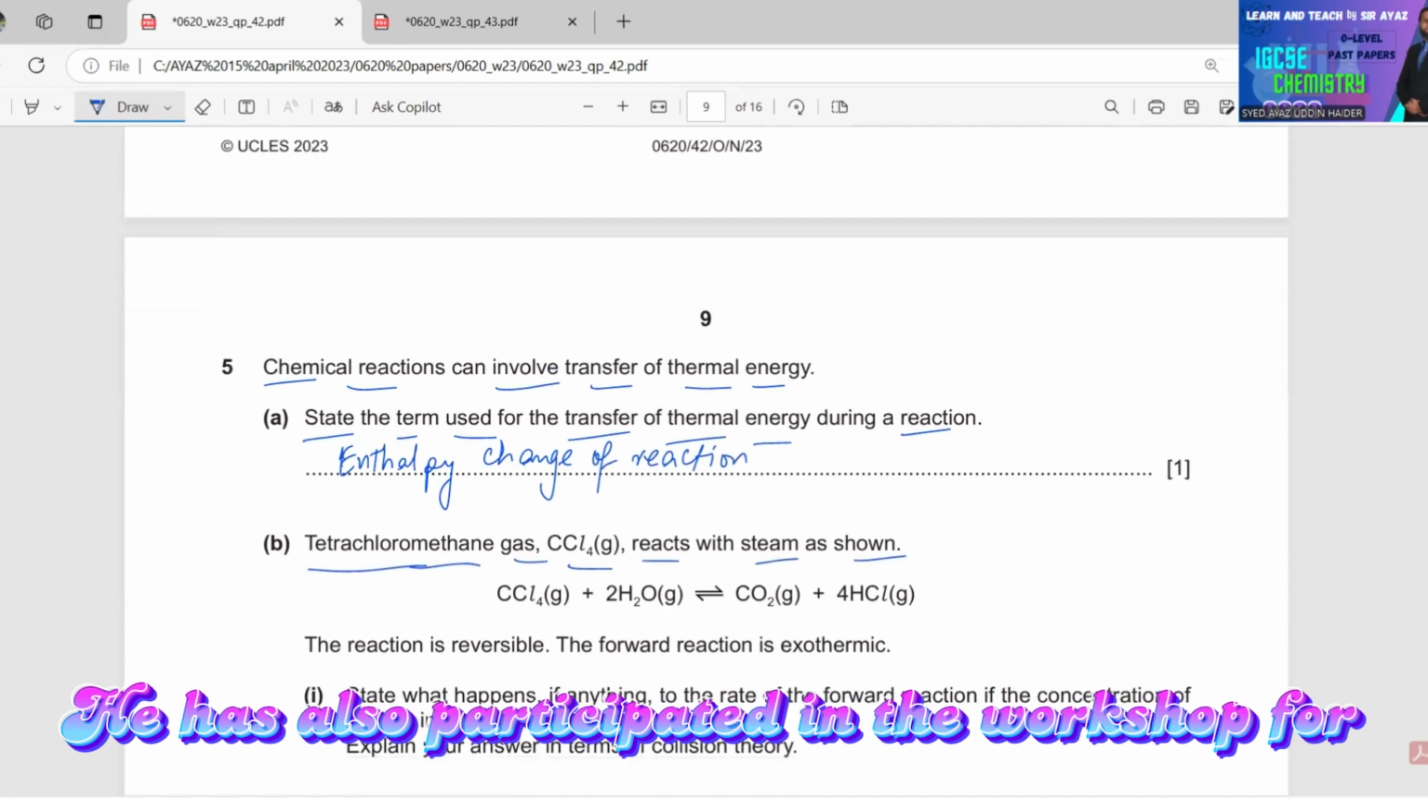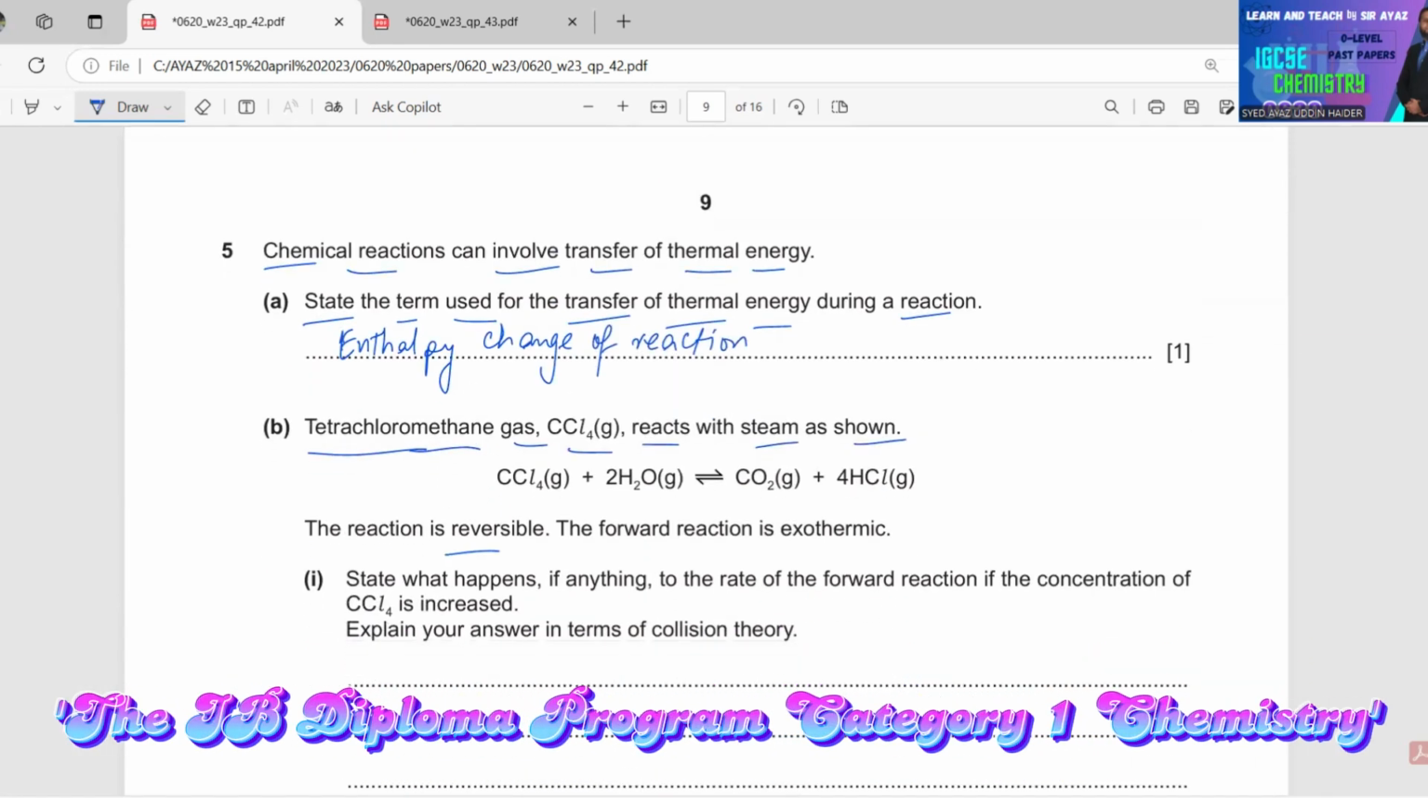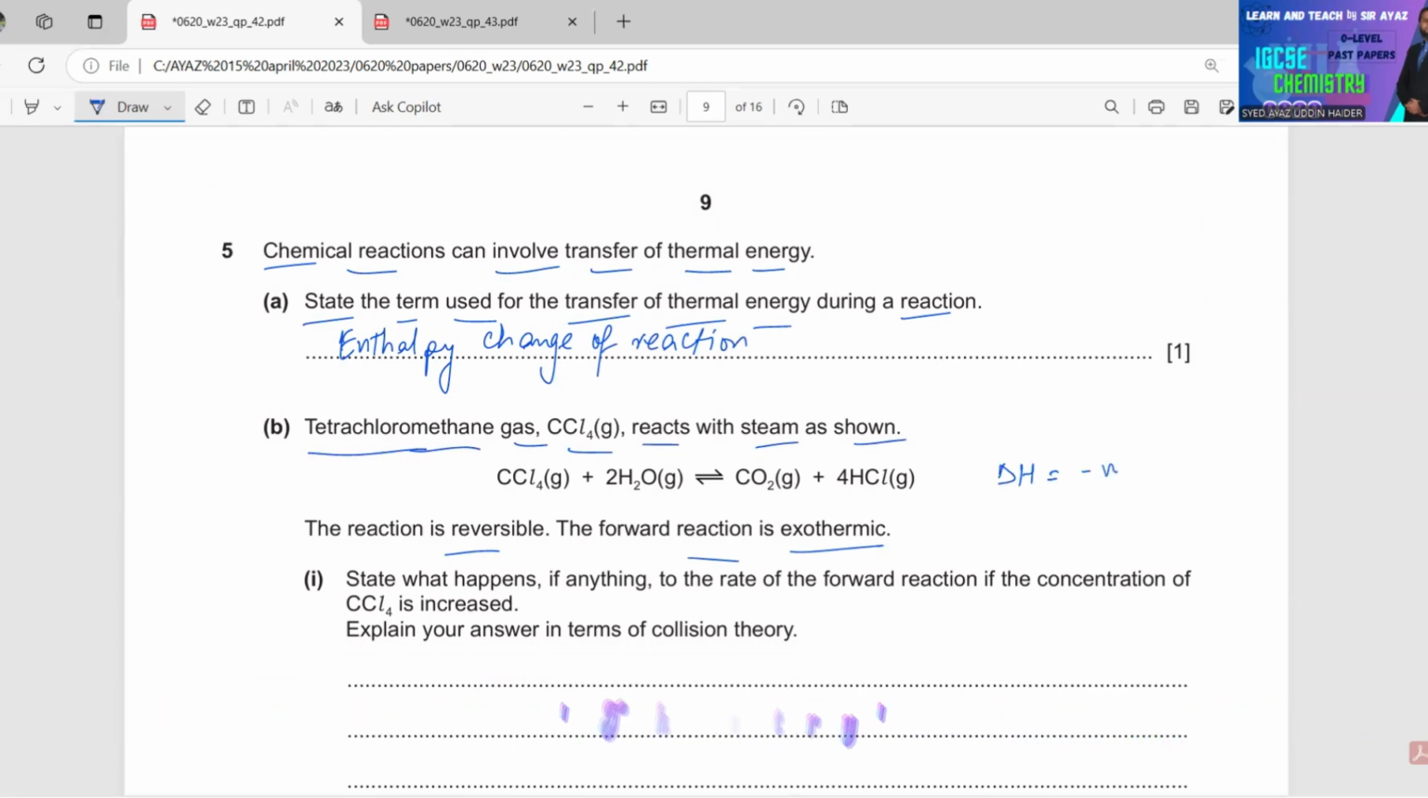Part B, tetrachloromethane gas, CCl4(g), reacts with steam as shown. And this reaction is reversible. The forward reaction is exothermic also. So I will write the sign for delta H in the forward direction. It must be minus. So in the backward direction, it must be endothermic, plus. Number 1, state what happens, if anything, to the rate of the forward reaction if the concentration of CCl4 is increased. Explain your answer in terms of collision theory.